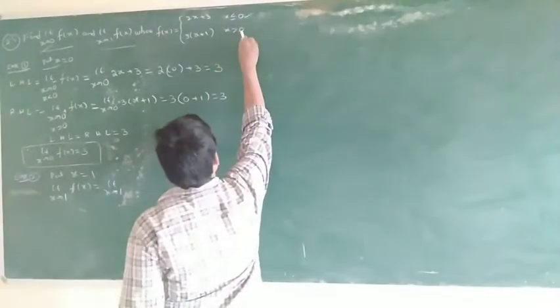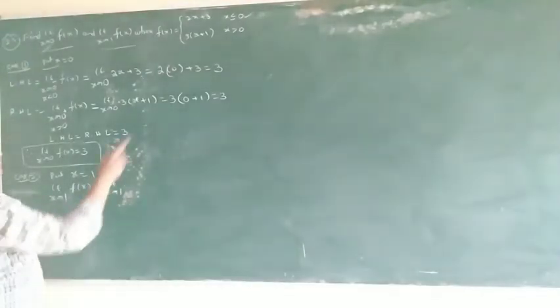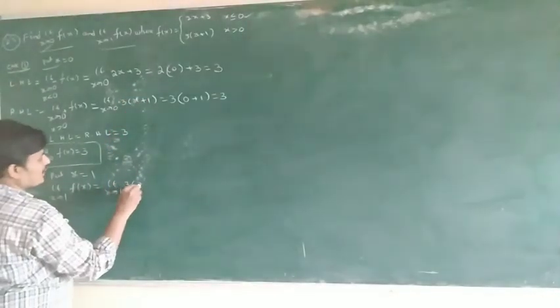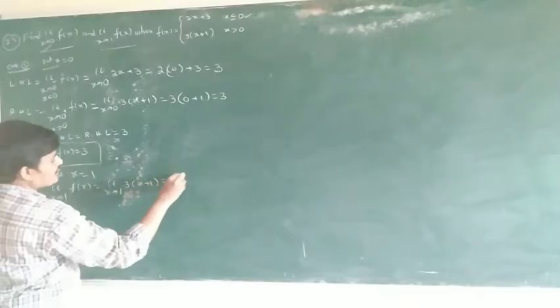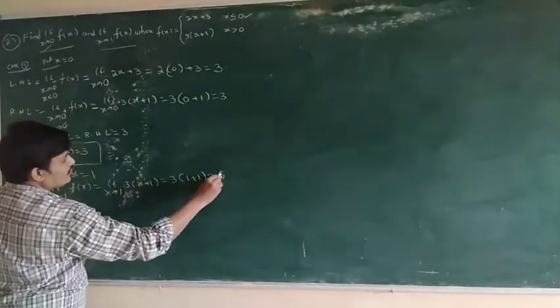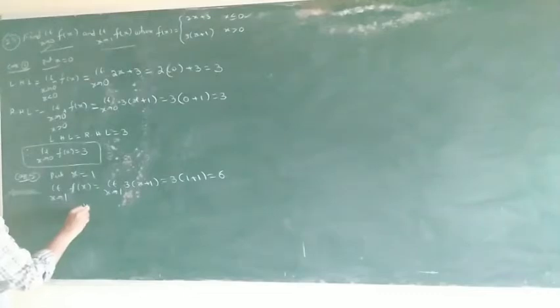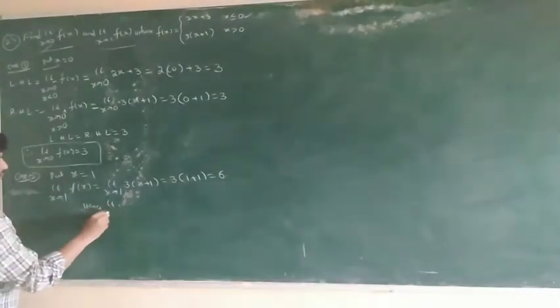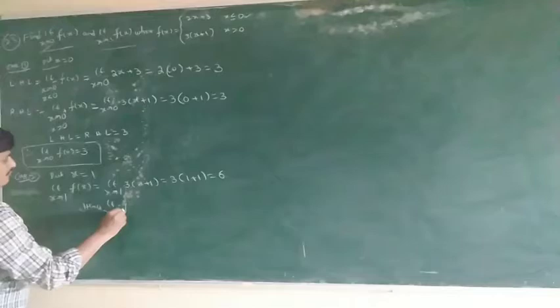So here, in the limit x tends to 1, don't use LHL and RHL, because 1 means only x greater than 0. Greater than 0 means 1, 2, 3 and so on, any value. So limit x tends to 1, f of x is equal to 3 into x plus 1, that is 3 into 1 plus 1, equal to 6. Hence limit x tends to 1, f of x is equal to 6.